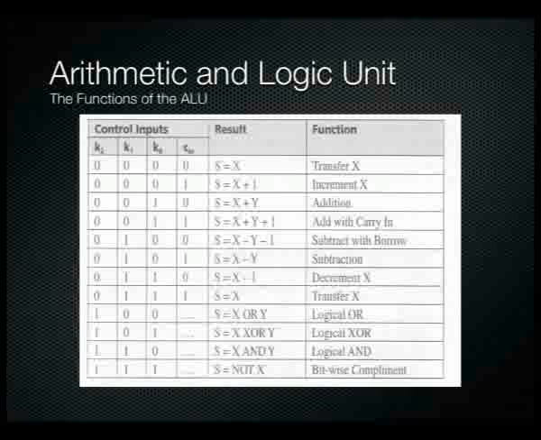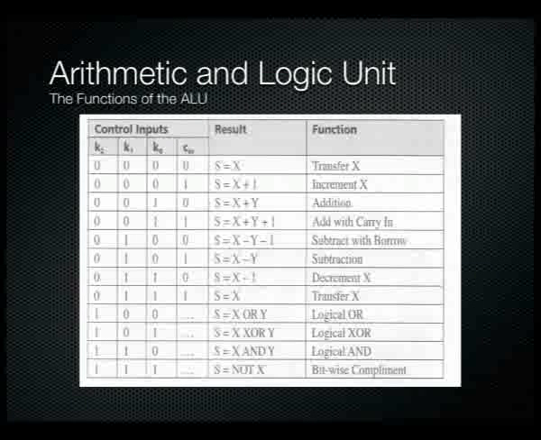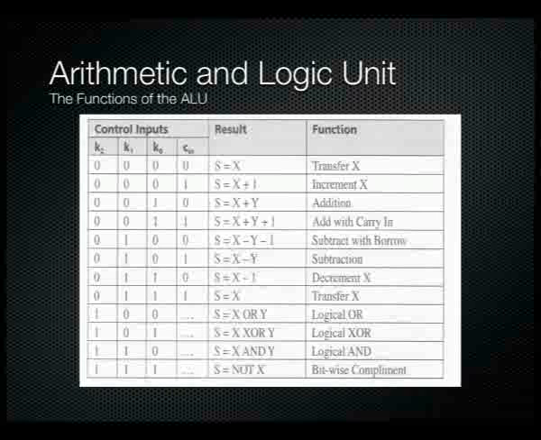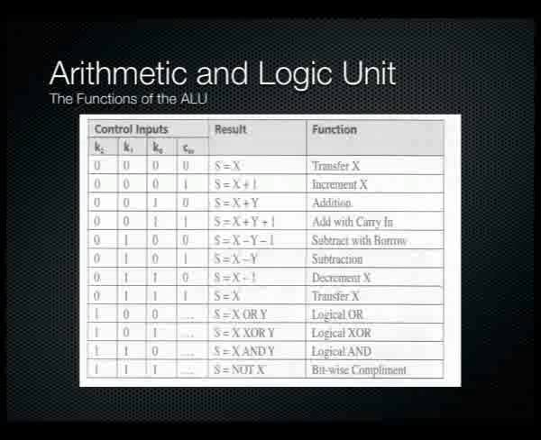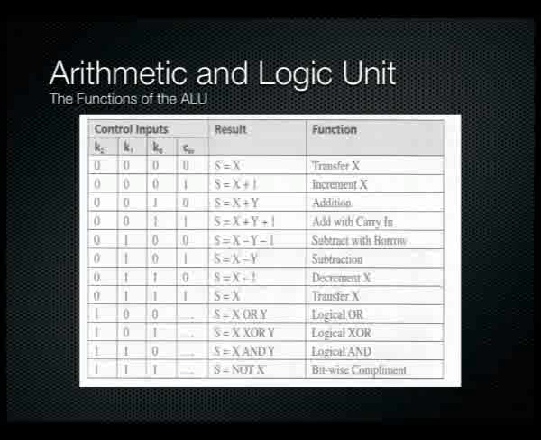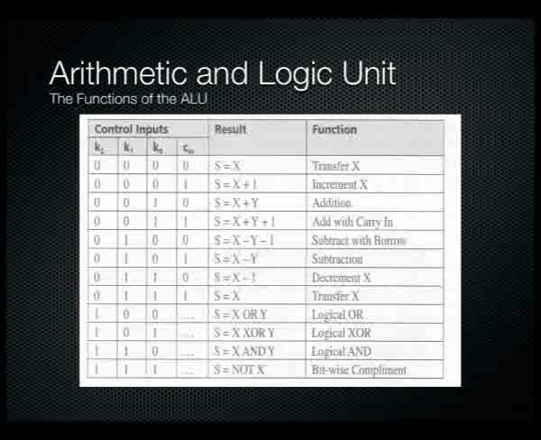So I've shown here in this table the various operations that the arithmetic logic unit will perform. So we can do a transfer of x, so we can simply move x to the output. We can increment x, so we can do an addition of x and y. We can do an add with a carry in, we can do a subtract with a borrow in, we can do a subtraction, we can do a decrement, we can do a transfer of x and y also out to the s. We can do a logical OR, we can do a logical XOR, we can do a logical AND, and we can do a bitwise complement. So we can do these various operations simply by setting those control lines to a particular value.